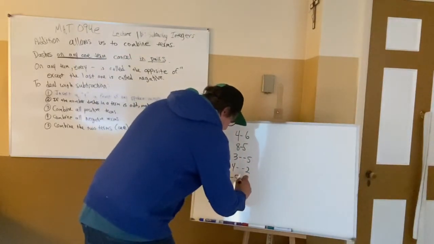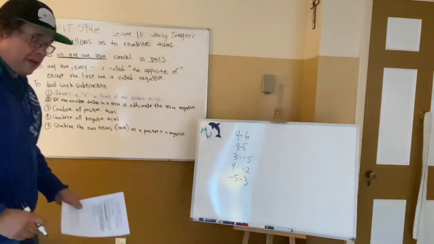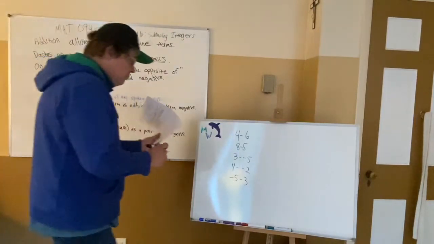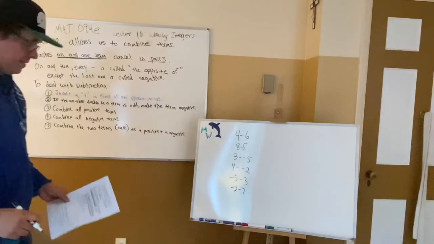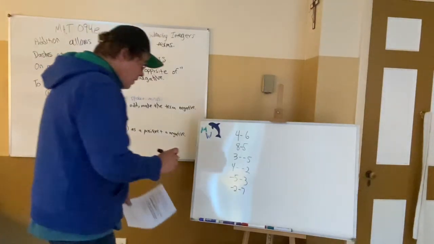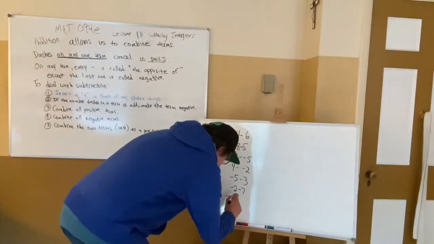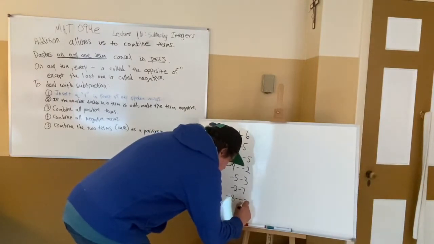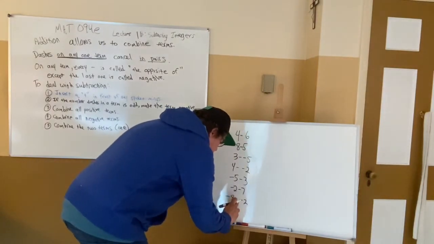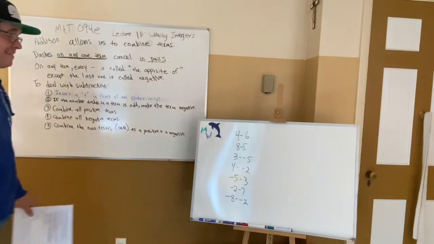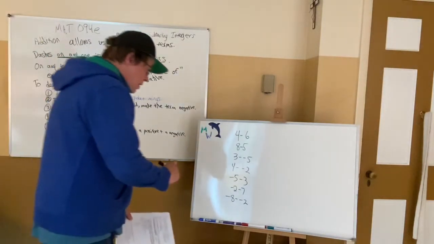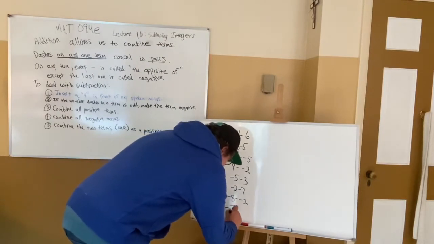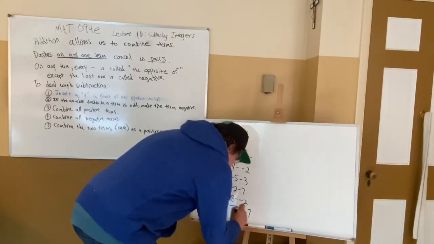Dash 5 dash 3, that's called negative 5 minus 3. Dash 2 dash 7, that's negative 2 minus 7. Dash 8 dash dash 2, that's negative 8 minus negative 2. And dash 7 dash dash 7.